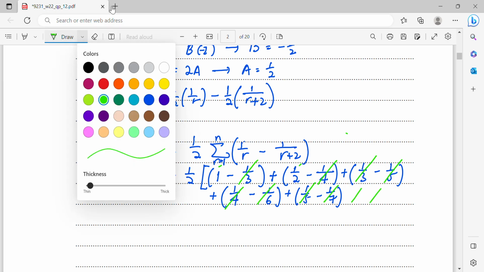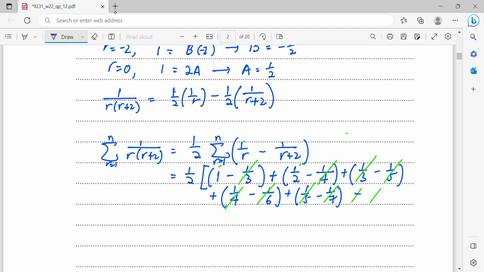So what we do here is we just write plus dot dot dot. Okay, I need the last two terms. So my last term is when the r equals n. So I will get 1 over n minus 1 over n plus 2. Then my term before the last term, the second last term, happens when the r equals n minus 1. So I will get 1 over n minus 1. So I replace it here. Then when my r equals n minus 1, plus 2, it will be n plus 1.